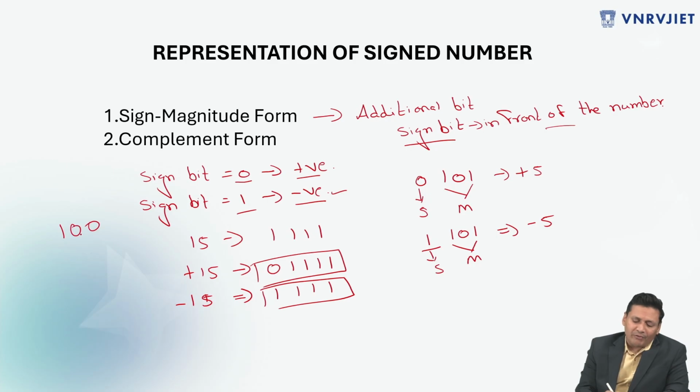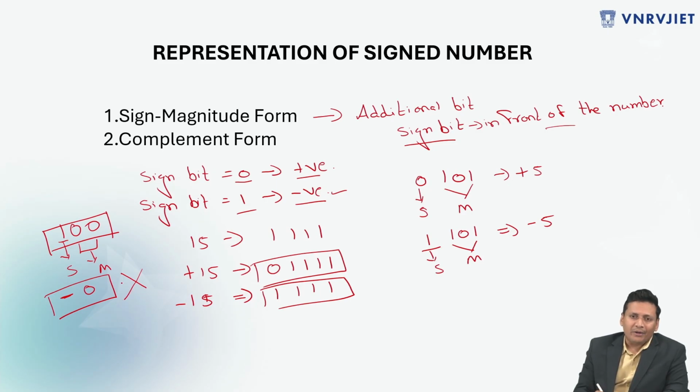There is a combination of 100, which is in sign magnitude form. Let us assume 100 is a number represented in sign magnitude. Looking at the number, what idea did you get? This first bit represents the sign. The next 2 bits represent the magnitude. So what is the sign of this number? The sign 1 means negative, and 00 means 0. So 100 means -0. But -0 is practically not at all possible, right?